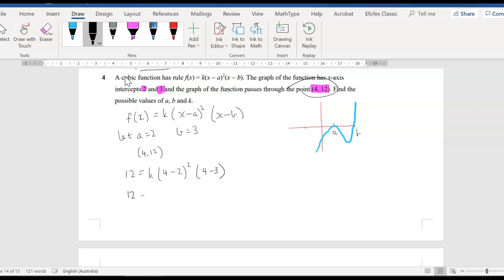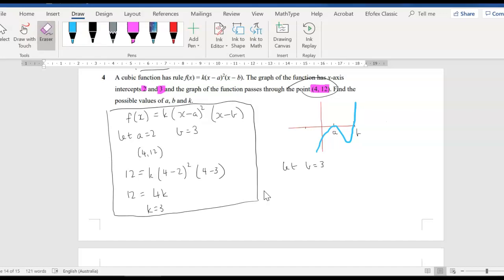All right, so let's just solve for K. So 4 minus 2 is 2. 2 squared is 4. 4 minus 3 is 1, so we're going to have 4K. So K is equal to 3. So basically, this is one possible solution. All right. So it just depends whether you let A equal 2 and B equal 3, or if it was the other way around. So when we let B equal 3, no, what am I doing? A equal 3.